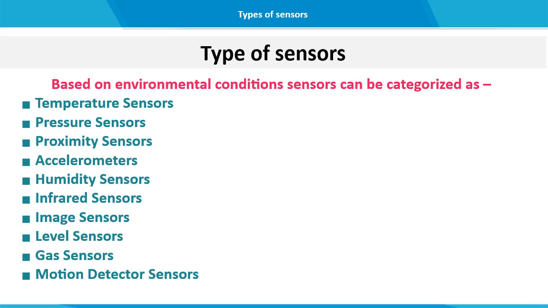Based on environmental condition, sensors can be categorized as temperature sensor, pressure sensor, proximity sensor, accelerometer, humidity sensor, infrared sensor, image sensor, level sensor, gas sensor, motion detector sensors.